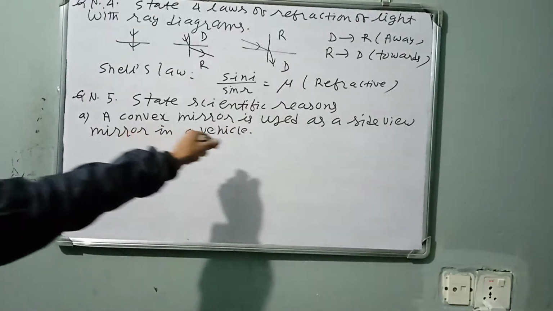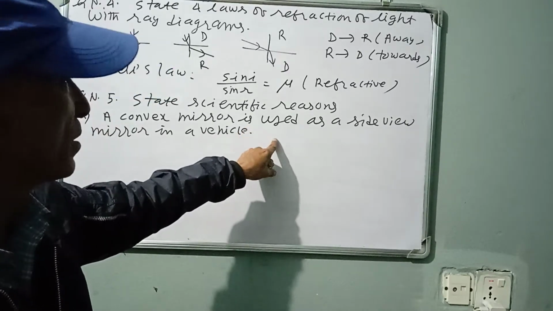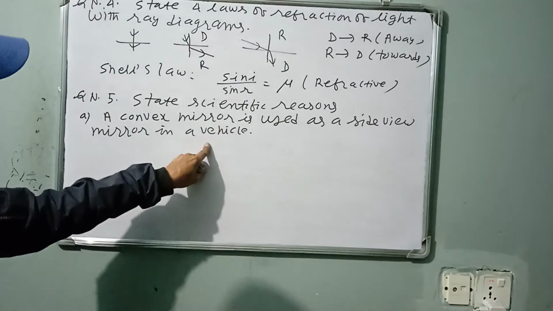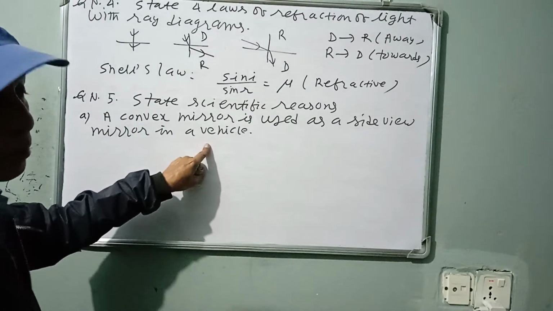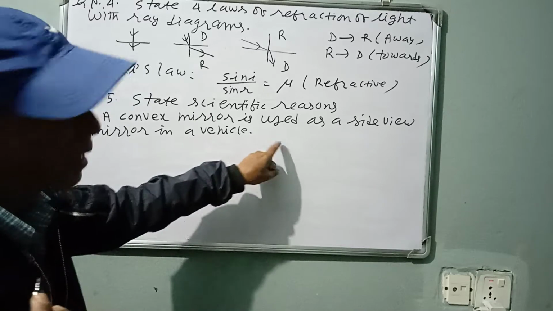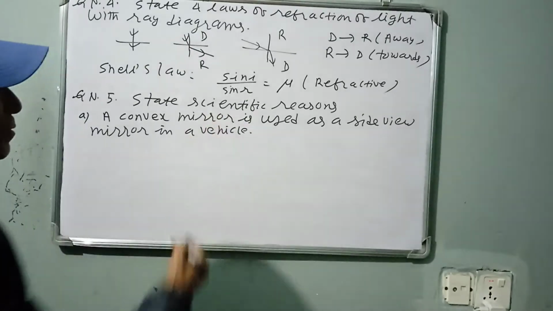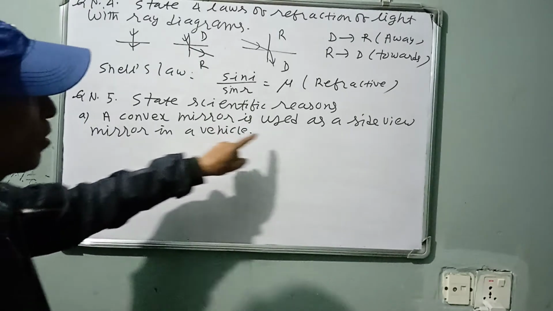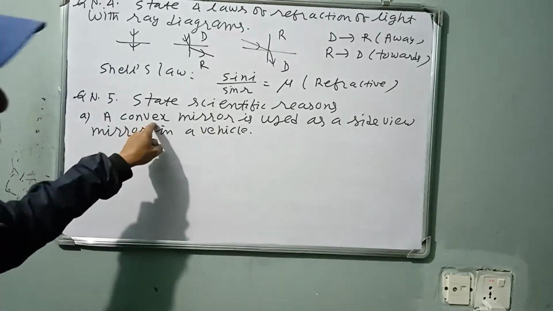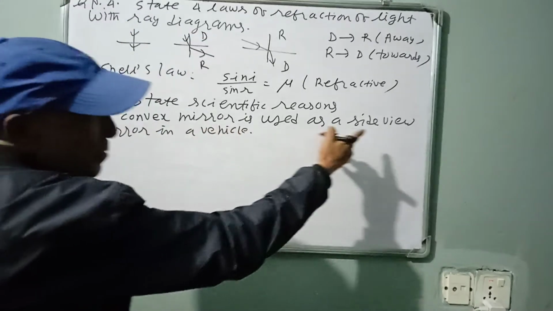First of all, you have to know a convex mirror always forms virtual, erect and diminished images. So it is used as a side view mirror on the left and right side of the driver of a vehicle for two reasons. Number one, to see the objects coming from behind, vehicles and pedestrians or people coming from behind, to avoid accidents. And another thing, the driver can see many objects at a time. That is why a convex mirror is used.